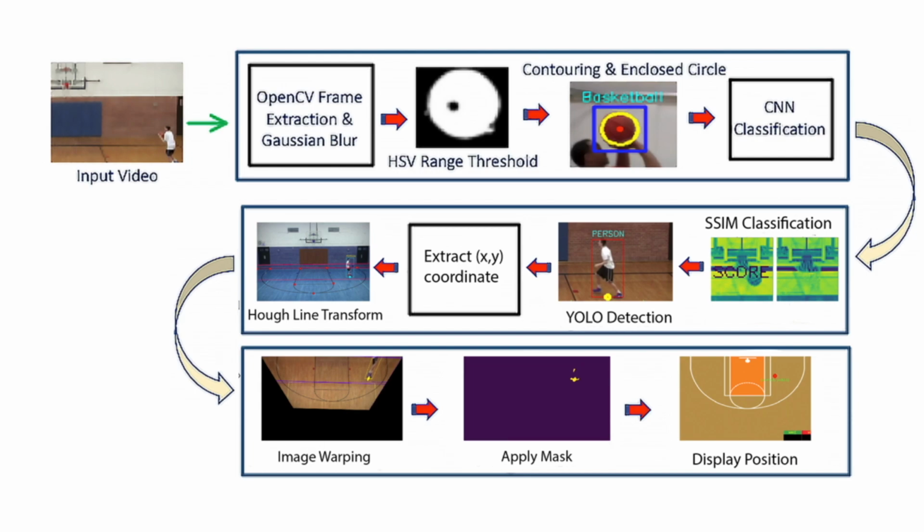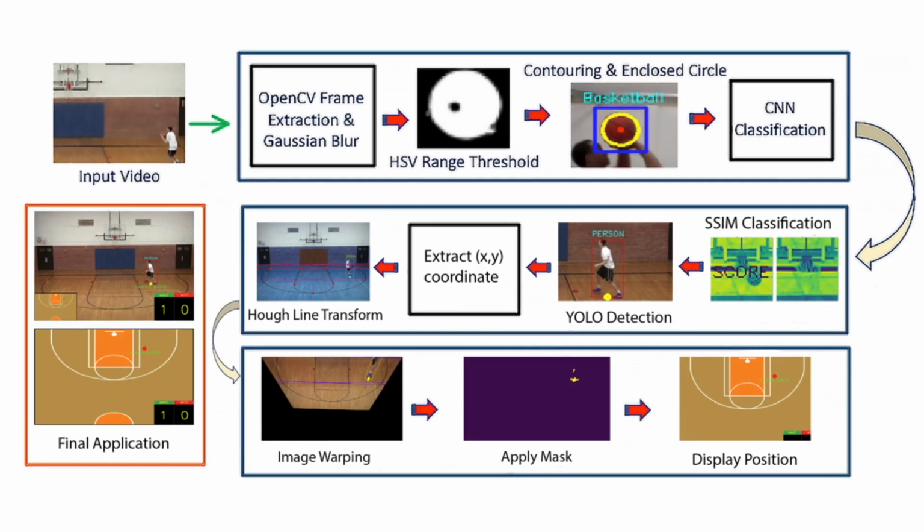Once the image is warped, I will apply a mask based on a yellow HSV color range. Then using the map, I can map the position of the player to a 2D basketball image. All the following steps will then lead us to the final application clearly shown here on the left.